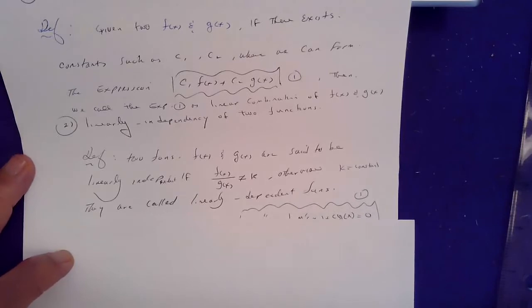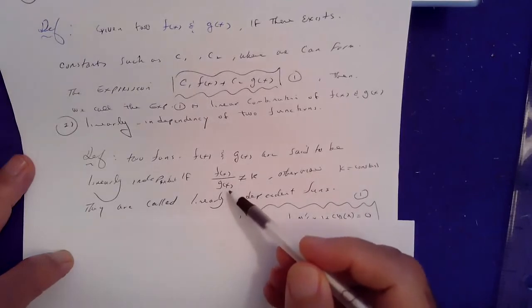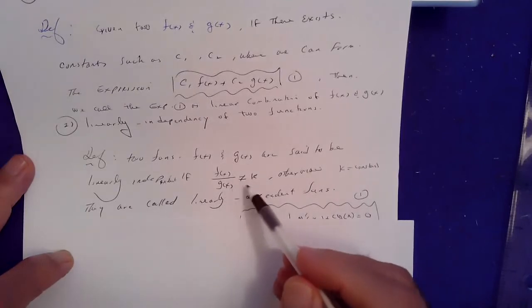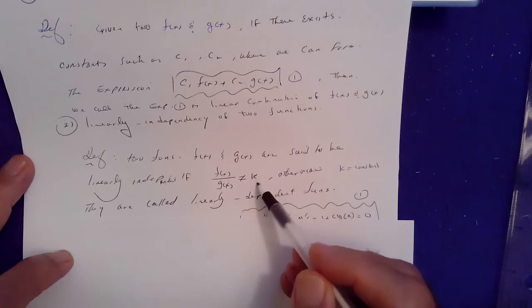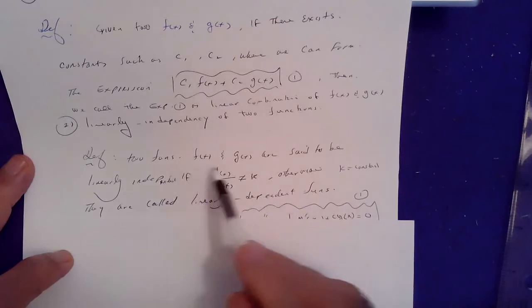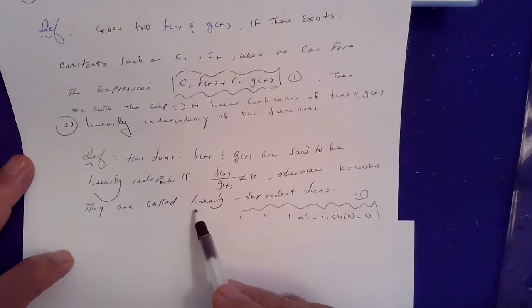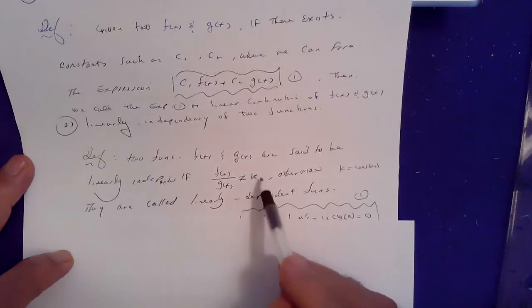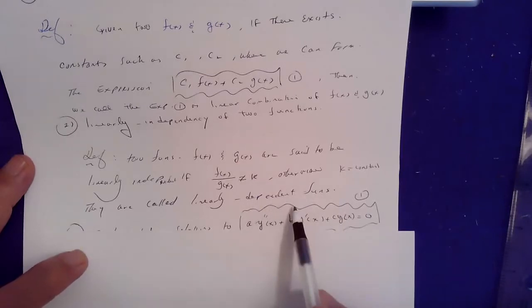So once again, if you form the ratio of two functions, and the ratio is not a number, is not a constant, then we say that the functions are linearly independent. Otherwise, if it comes up as a constant, then they are linearly dependent.